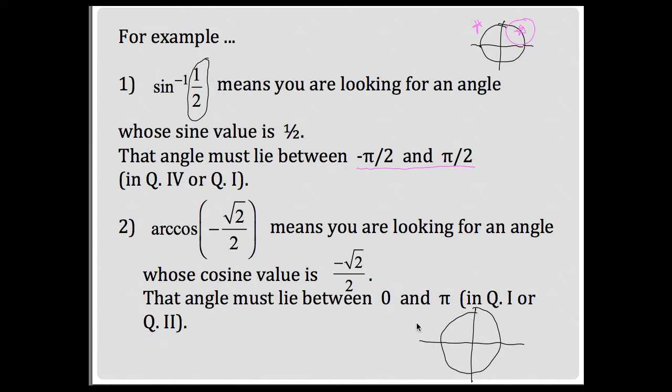All right, if we're talking an angle whose cosine is a negative root 2 over 2, we know cosine's negative over in either the second quadrant or third quadrant. But because it's the arc function, it can only have one answer. That answer is coming from the restricted range, from 0 to pi. So you're only considering from 0 to pi. So that means our answer has to be in the second quadrant. So the answer for this would be 3 pi over 4.